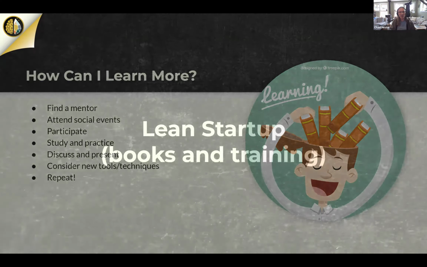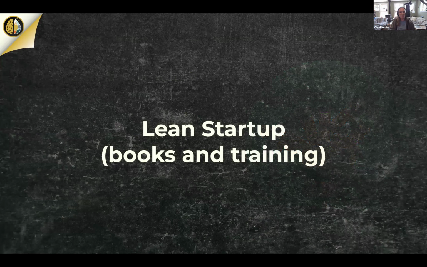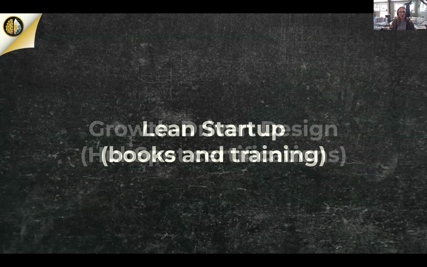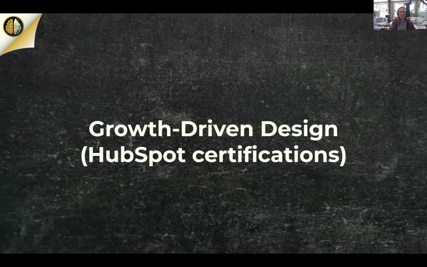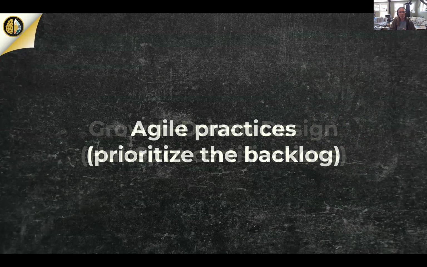Get familiar with it. So a few books to take a look at. Lean Startup we mentioned a few times. There's some training related to that as well. Growth-driven design. There's a HubSpot certification, actually a pair of them. There's one for agencies as well. Agile practices. There's so many books on Agile. It's ridiculous.